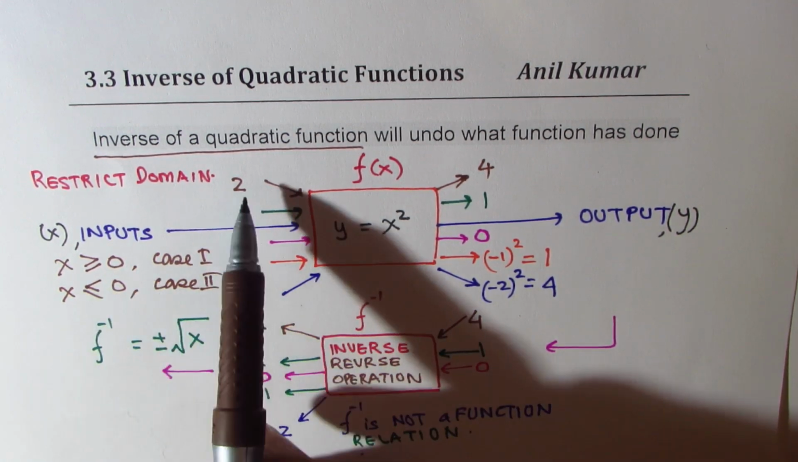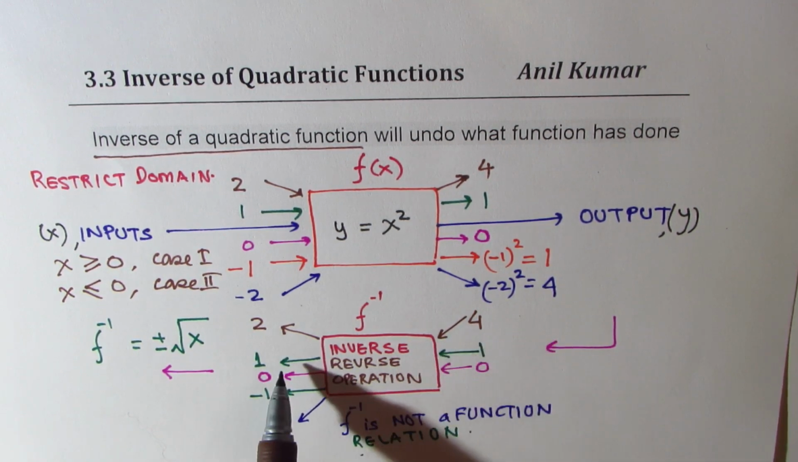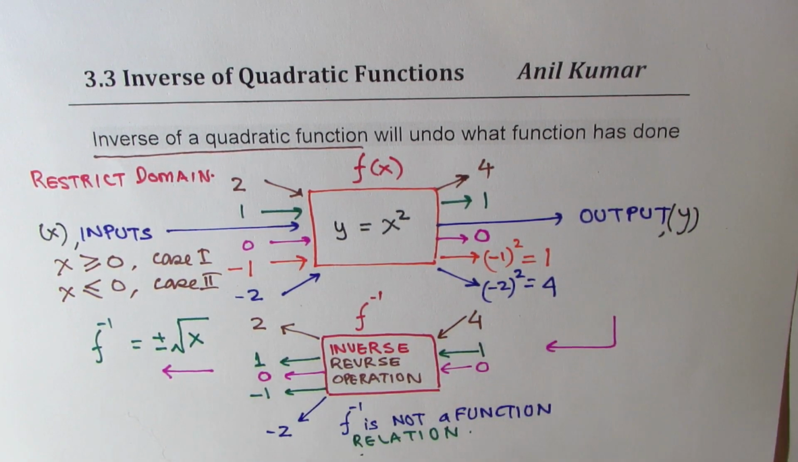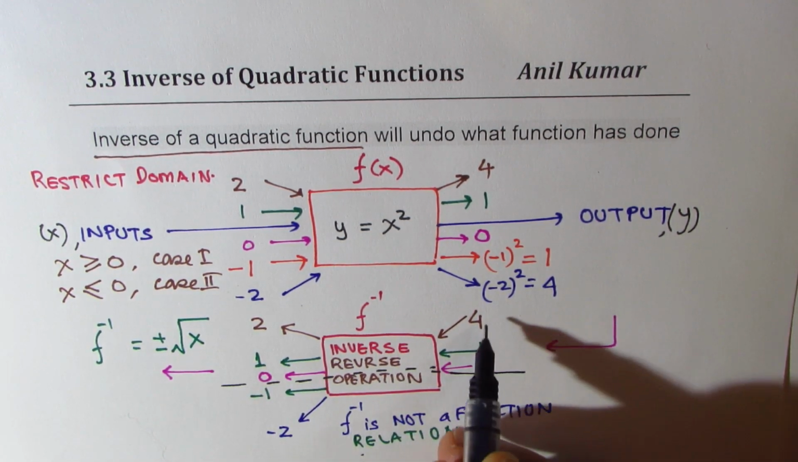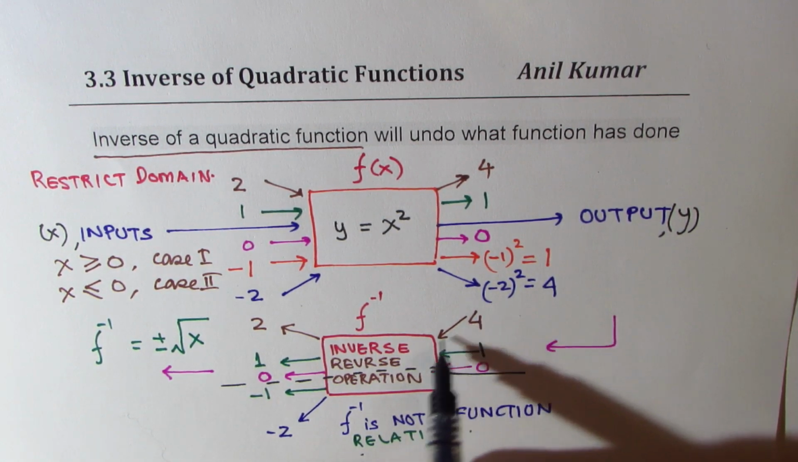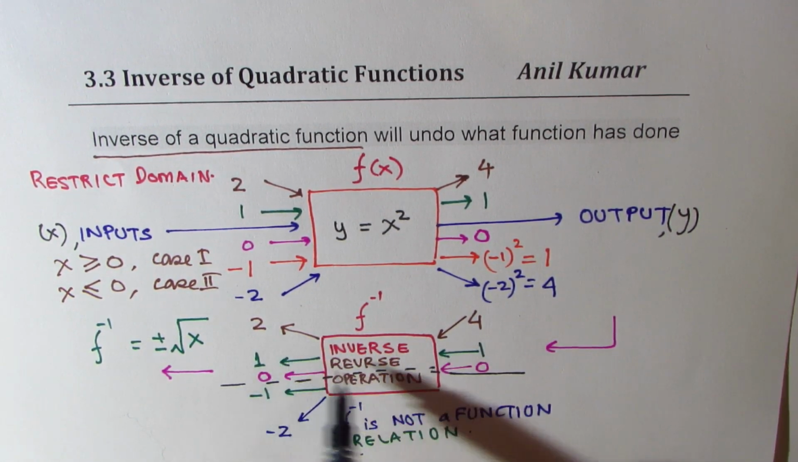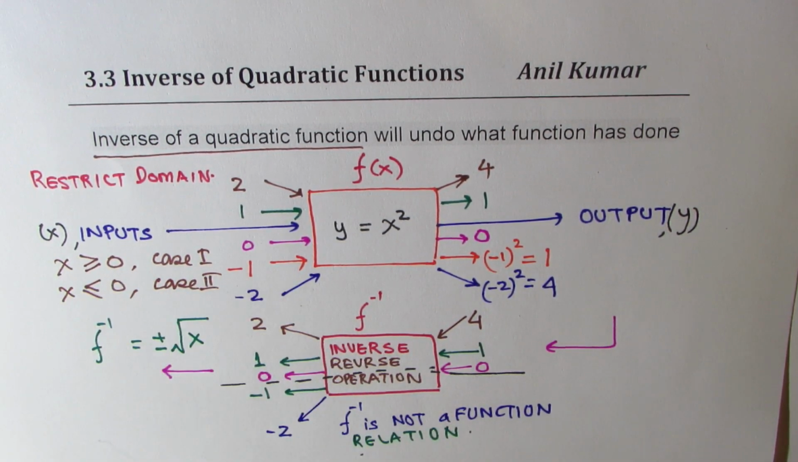So if I only consider positive values, in that case we are sure that inverse has to return the positive value. That is to say, it is going to work with the upper half. Let's say these values. So in that case, we are sure that inverse of 4 will be 2, inverse of 1 will be 1, for 0 will be 0, since we are only working with half of these values.